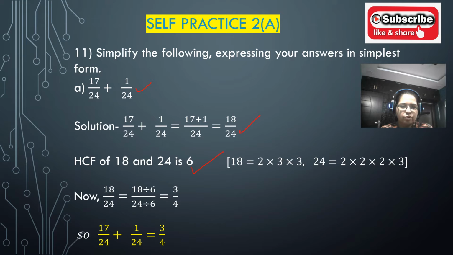Now we have to divide the numerator and denominator of the fraction by the highest common factor. So 18 divided by 24 equal to 18 divided by 6 over 24 divided by 6. 18 divided by 6 is 3 and 24 divided by 6 is 4. So we get 3 divided by 4, and 3 divided by 4 is the simplest form of this fraction, 18 divided by 24. So we get 17 divided by 24 plus 1 divided by 24 equal to 3 divided by 4, and 3 divided by 4 is the simplest form of this fraction.